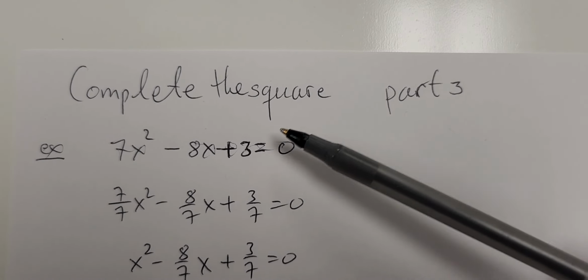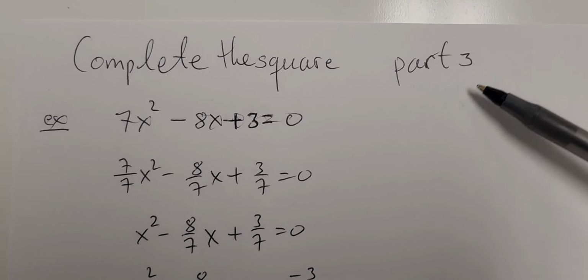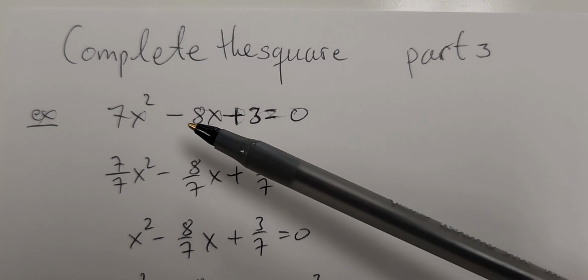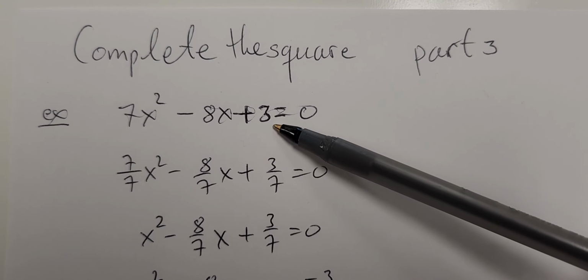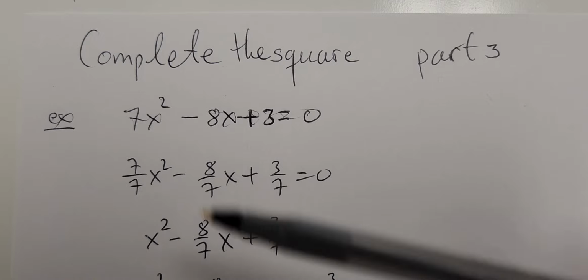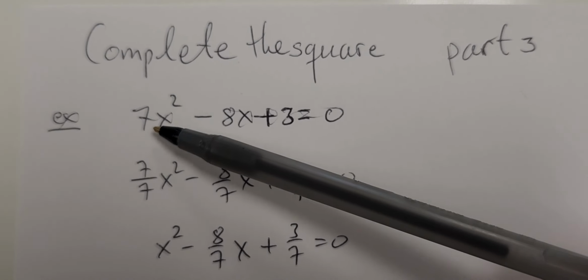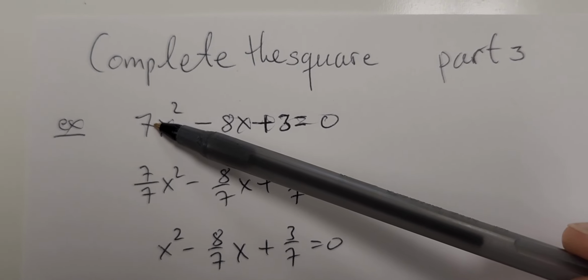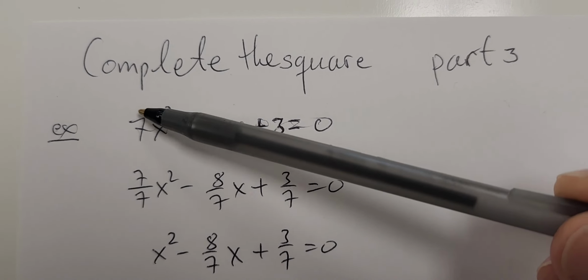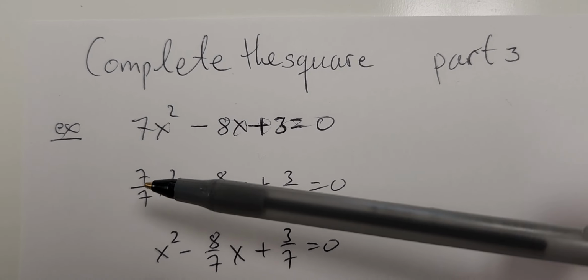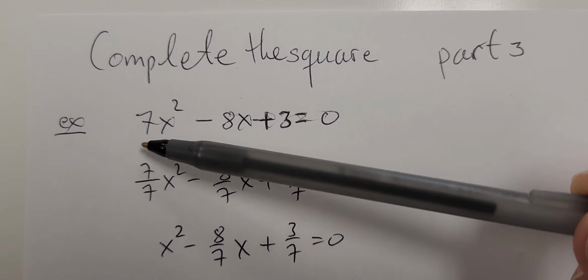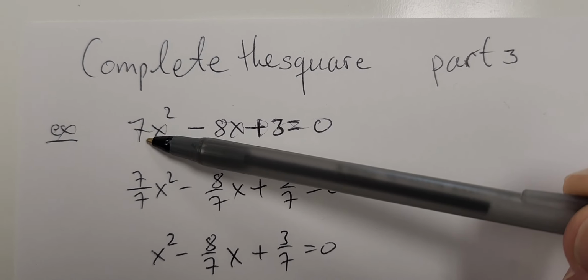This lesson is Complete the Square, Part 3. Here you have 7x squared minus 8x plus 3. First of all, make sure this right here where I am circling is a 1. This must be a 1.